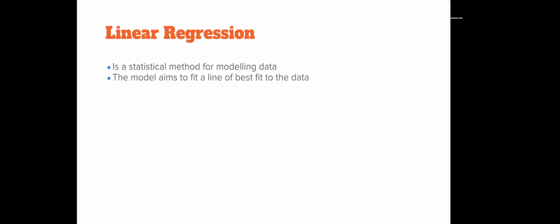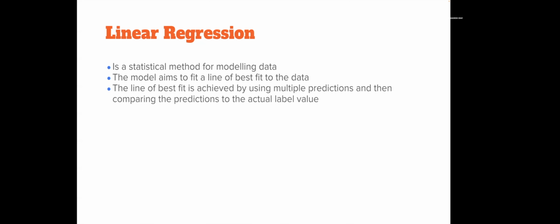The model aims to fit a line of best fit to the data. The line of best fit is achieved by using multiple predictions and then comparing the predictions to the actual label value. This is done multiple times, and the line with the smallest overall error is used.